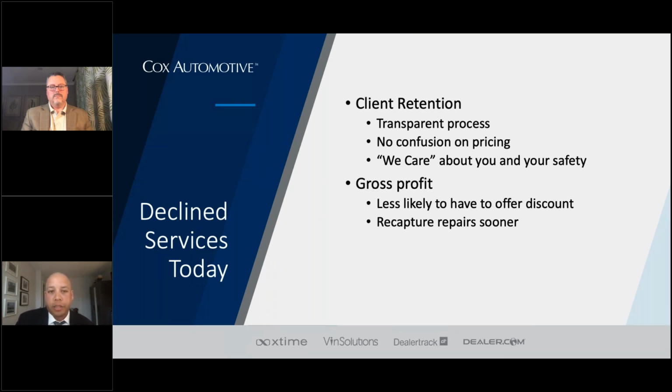With our decline service process, everything is stored in the system. There's no question about what we quoted, how much we quoted, who quoted it, and what technician found it.